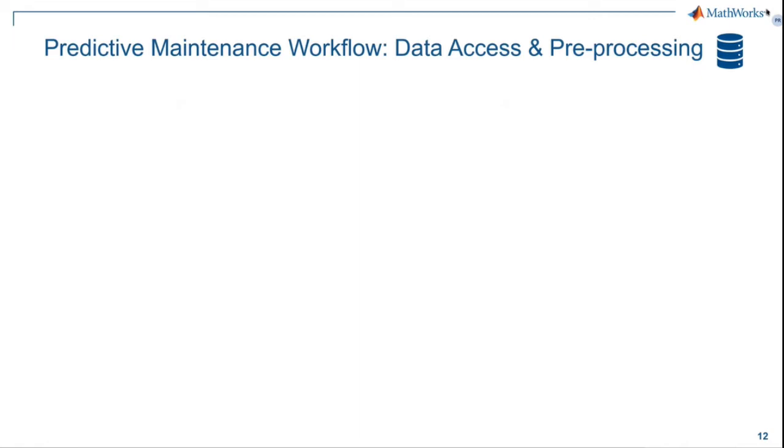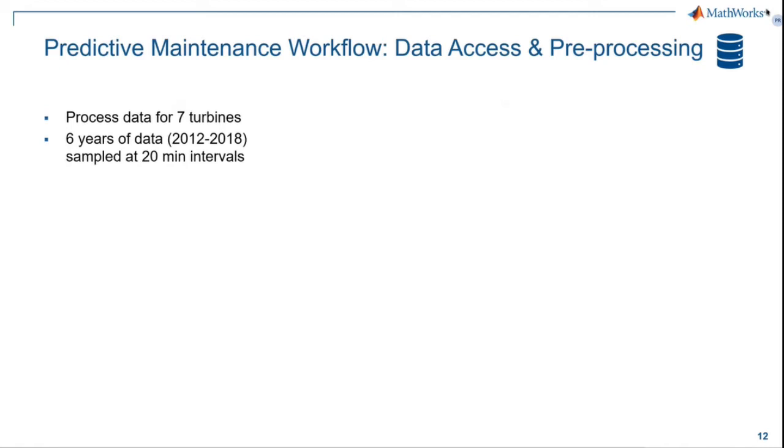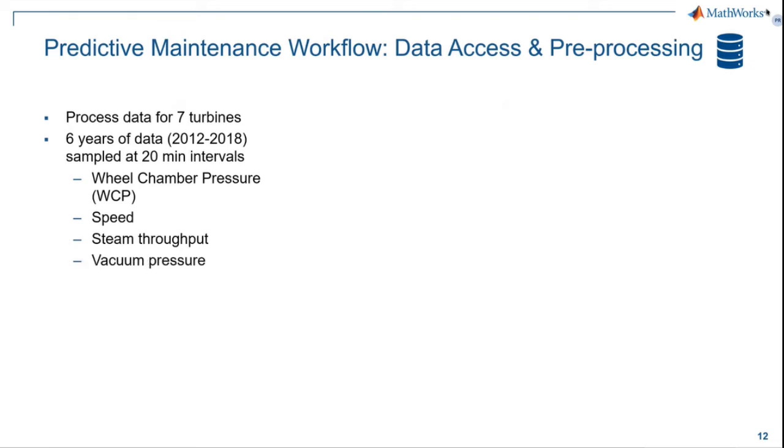Sasol provided us with process data for 7 of their turbines. This was 6 years of data collected from 2012 to 2018 at 20-minute intervals. So this project was actually completed early in 2019, and so this is the most recent data that we had at the time. Initially, 4 variables of interest were identified, that being variables that could characterize turbine behavior, namely wheel chamber pressure, speed, steam throughput, and vacuum pressure.